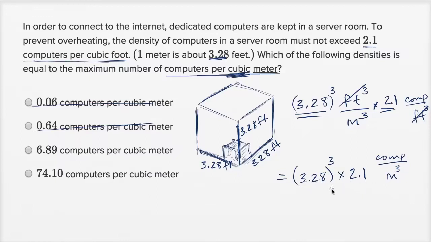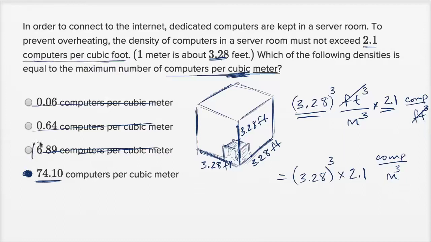Now, we could try to solve this by hand, but we can estimate it because these 2 remaining choices are quite different. What's 3.28 to the 3rd power going to be roughly? Well, 3 to the 3rd power is 27, so this thing is going to be larger than 27. And if you multiply something larger than 27 by something larger than 2, you're going to get something larger than 54. So this is definitely way larger than 6.89. It's completely reasonable: 3.28 to the 3rd power times 2.1 would be around 74.1. So this is definitely the choice that I would pick. If you had a lot of time, you could use your calculator, but based on these choices, you can just deduce that this is the right choice.